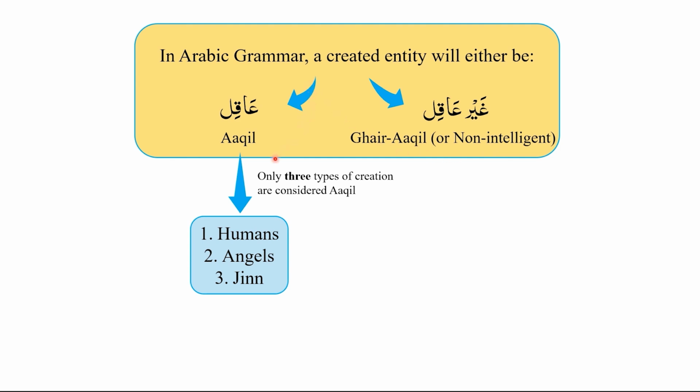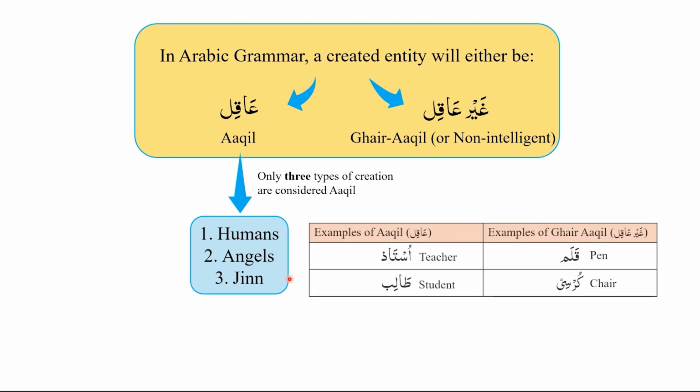Only 3 types of creation are considered Akil. These are humans, angels, and jinn. For example, Ustaz or teacher will be included as Akil. Why? Because Ustaz or teacher is a human, and humans are included in the category of Akil. Similarly, student or talib will also be included in the category of Akil because a student will be human.